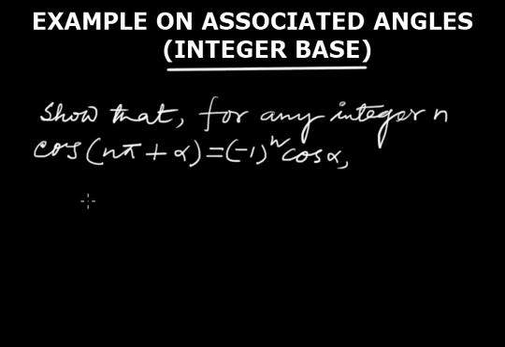In this section we solve another kind of problem that is called an integral based problem. The problem is: cos(nπ + α) equals (-1)^n cos α. We have to show it for any integer n. To solve this, we use the following steps.